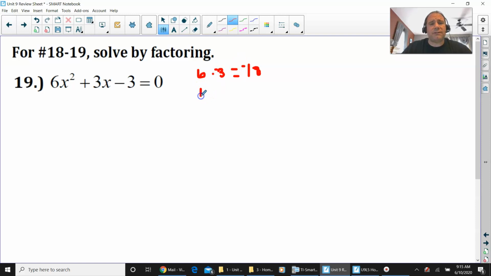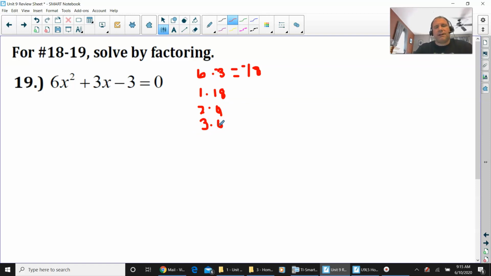I do start with 1 times 18 and I'm not worried about the negatives. I know I can't make a 3 if I add those two numbers together. I'm looking for two numbers that multiply to 18 but that add to 3. So I have 2 and 9, and that's not going to work. But I realize, wait a minute, 3 and 6, that does work.